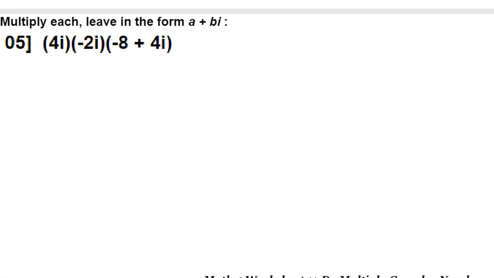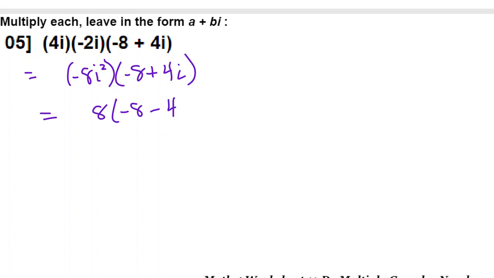Oh, that looks cute. Well, we could say negative 8i squared times negative 8 plus 4i, which, negative 8, that's negative 8 times negative 1, which makes this an 8 times 8 plus 4i, which if we distribute, the 8 becomes negative 64 plus 32i. And we're done.